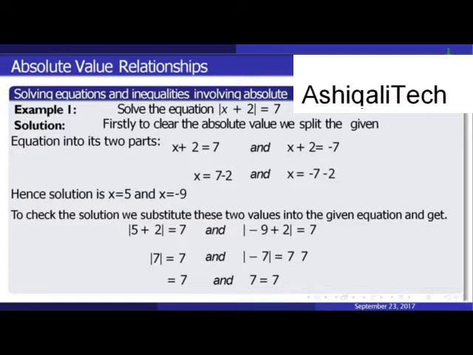Dear students, next we discuss solving equations and inequalities involving absolute values. We start from example number 1. Solve the equation |x + 2| is equal to 7.